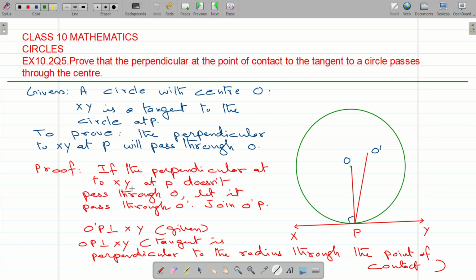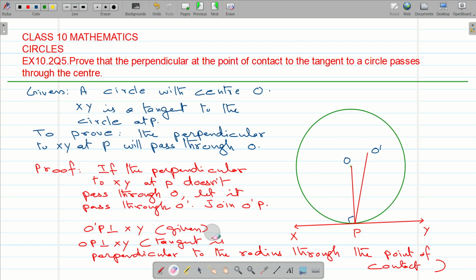If the perpendicular to XY at P doesn't pass through the center O, let it pass through O dash, and join O dash P. And we just take the opposite of that statement. To prove that the perpendicular to XY at P passes through the center of the circle, we assume that it doesn't pass through O. Let it pass through O dash, then join O dash P. Now O dash P is perpendicular to XY.